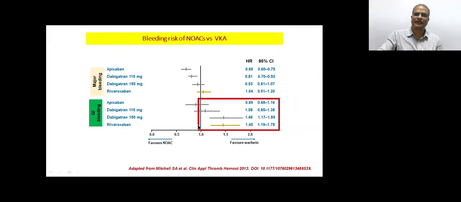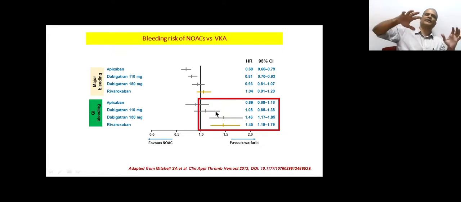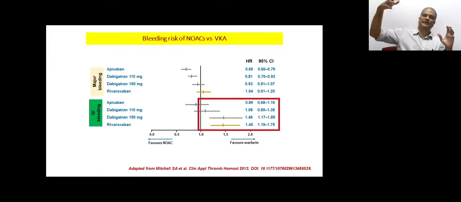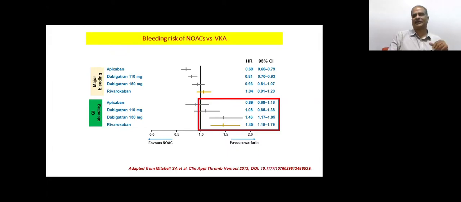The risk of GI bleed is definitely more compared to warfarin when you're giving newer anticoagulants, especially dabigatran at a higher dose, reaching almost odds of 1.6, and rivaroxaban. So you can use newer anticoagulation at the risk of having more GI bleed. If you give warfarin, you're having more intracranial bleed.